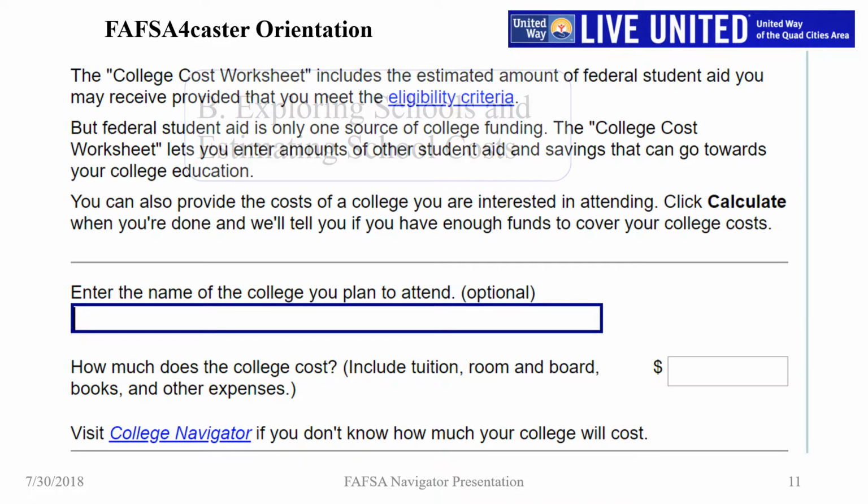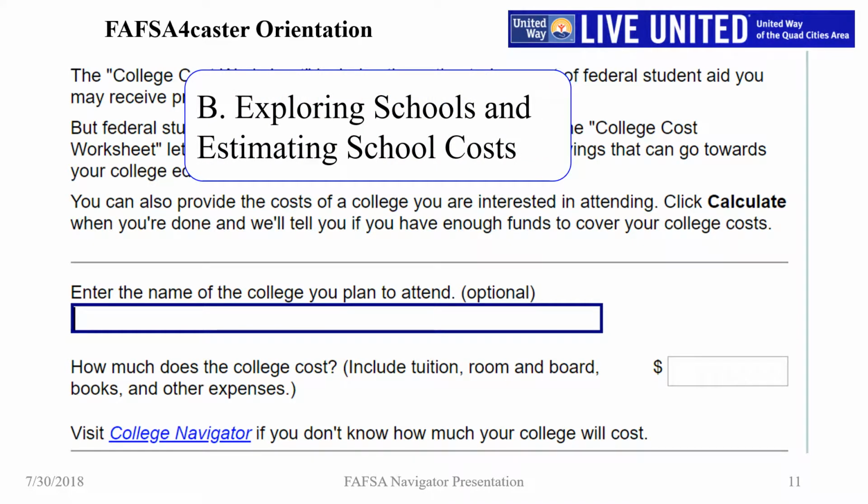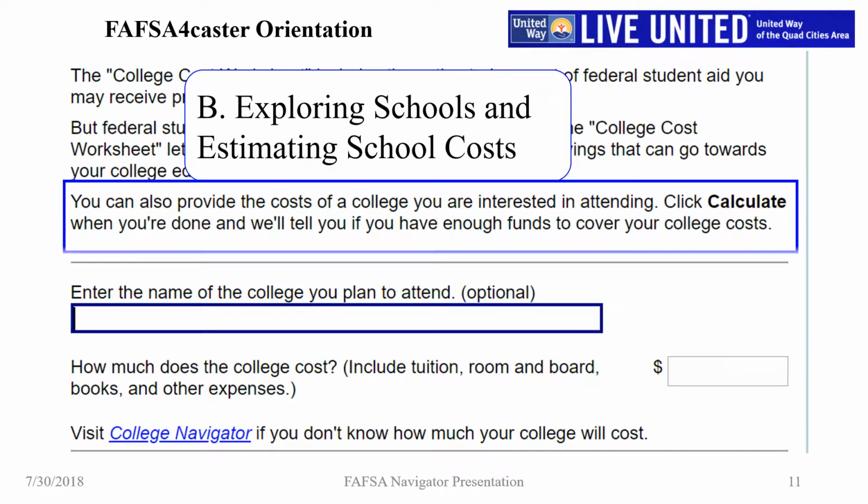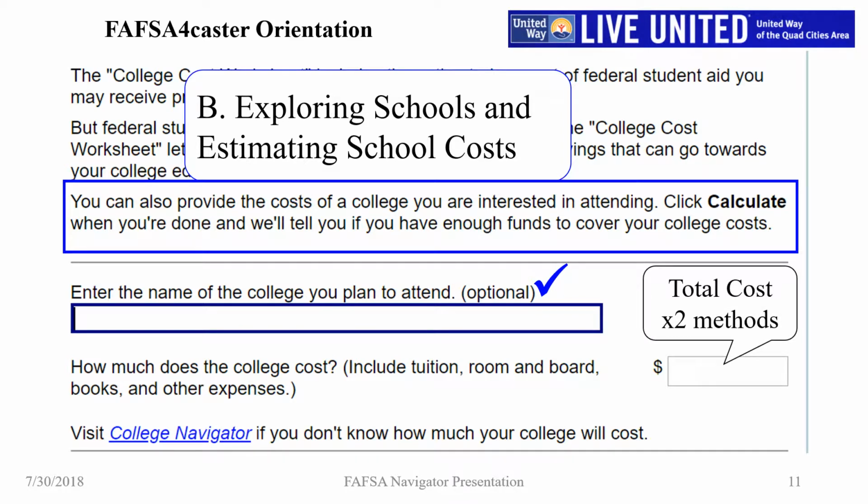The next section is on exploring the various schools and estimating school costs. The description in the body of the forecaster describes that when you provide your total end cost estimate of education for the year, the forecaster will tell you if you have enough funds to cover your college costs. You may put in the name of the school each time you explore different schools, but it is not necessary. What is necessary is your dollar amount of estimated total costs for the year.